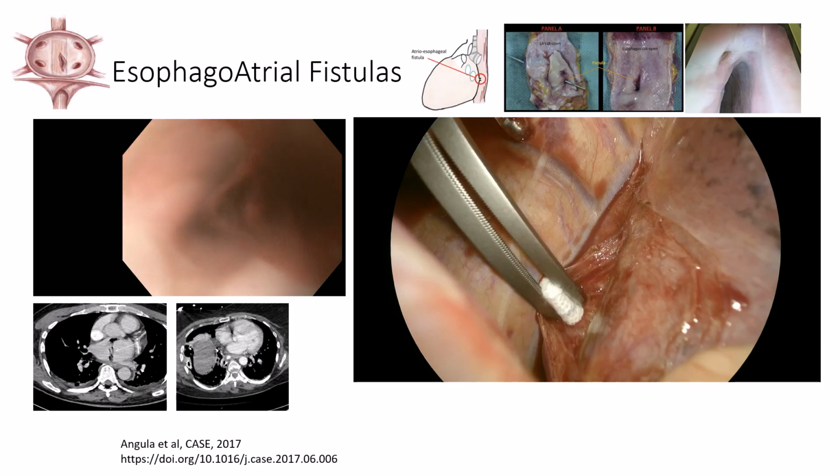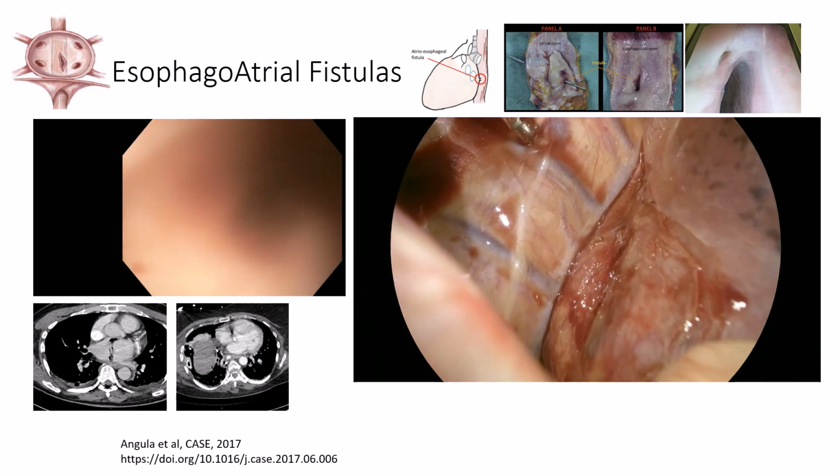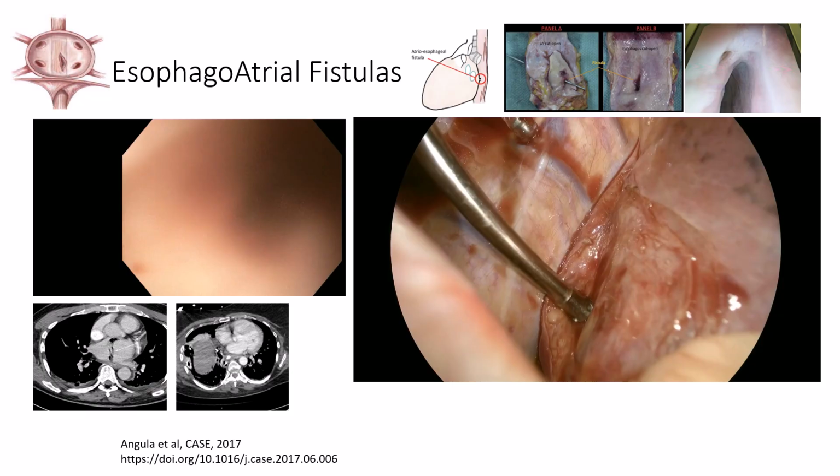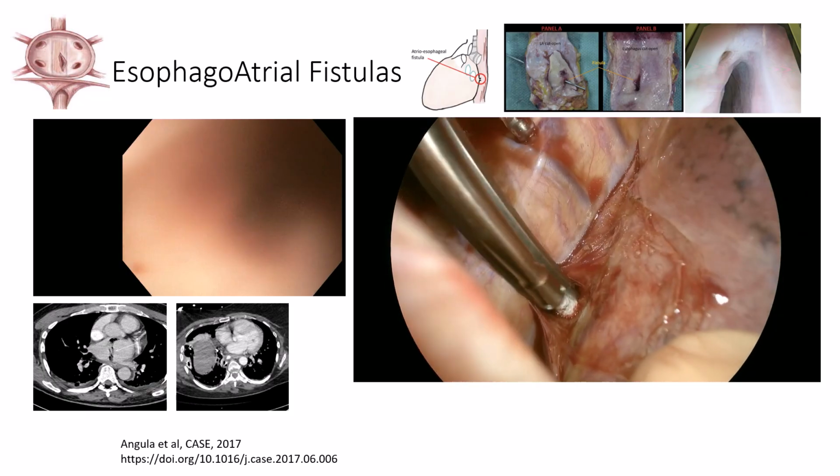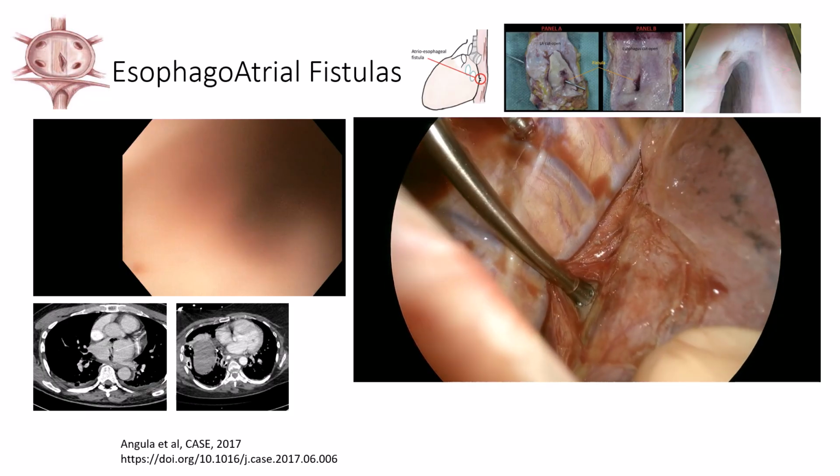In this particular case, you can see the fistula to the left, whereby a small amount of blood is seen to be coming out of the esophago-atrial fistula. This is most commonly seen after the patient has undergone a prior left atrial ablation for arrhythmia. The location anatomically is seen in the central figure in the top middle, and pathologic evaluation post-mortem is seen in the 2 images in the top middle, and the surgical approach can be seen in the video to the right.